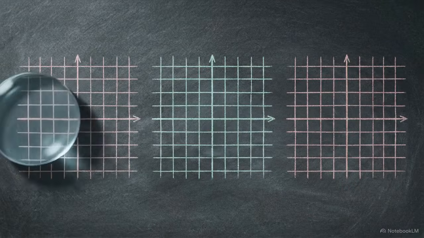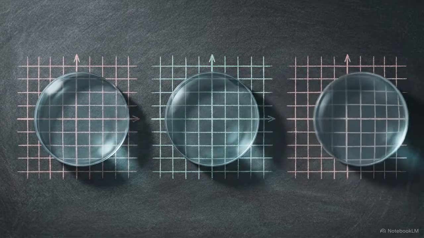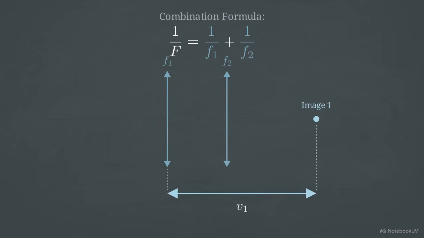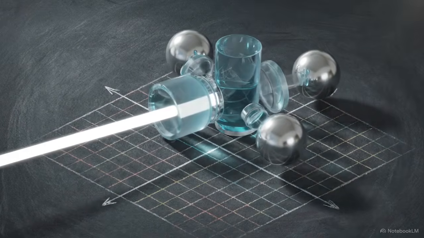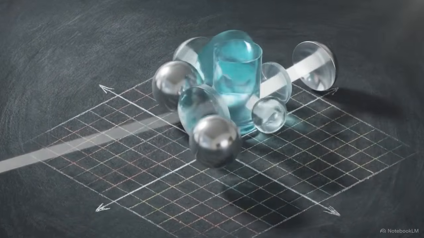This predictive power scales up through coaxial placement, where multiple thin lenses are aligned sequentially along the same principal axis. To find the total optical power of the system, we use a simple combination formula. 1 over the total focal length f equals 1 over f1 plus 1 over f2. The critical mechanism here is the handoff. The calculated image distance, v1, produced by the first lens becomes the literal object distance input, u2, for the second lens. Complex optical instruments do not require new physics. They are simply iterative mathematical loops applying the single lens formula over and over.